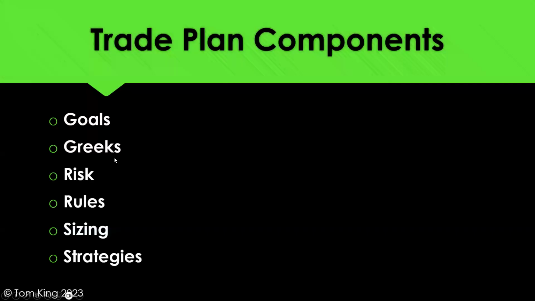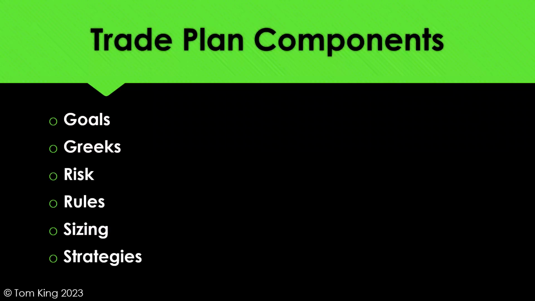Getting started here, let's take a look at part one. There are really six main components of building a trade plan. The first component is identifying what your goals are. How much are you willing to make? Where do you want to go? What's your goal in life? What's your goal as a trader? What are your goals?